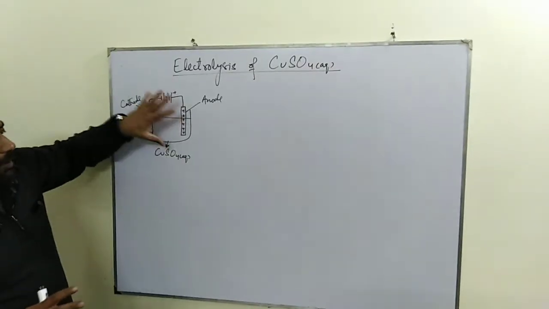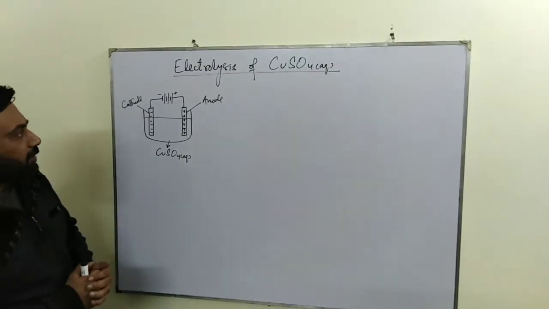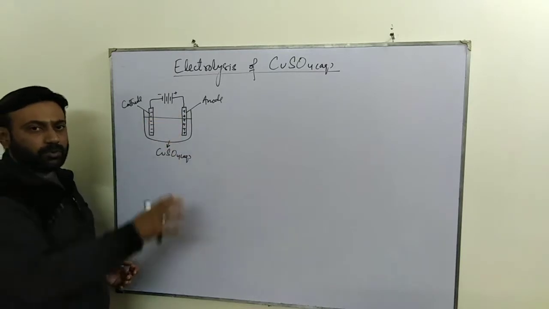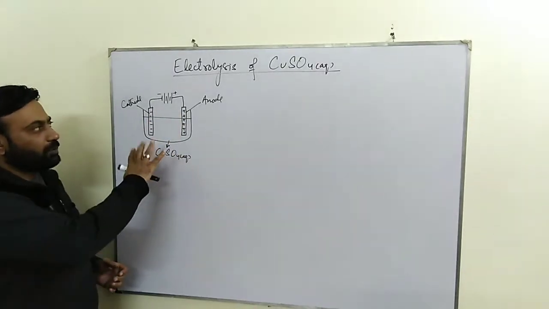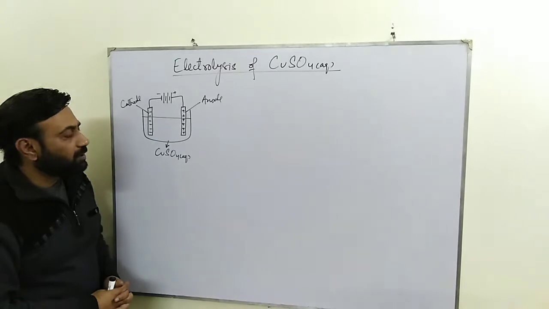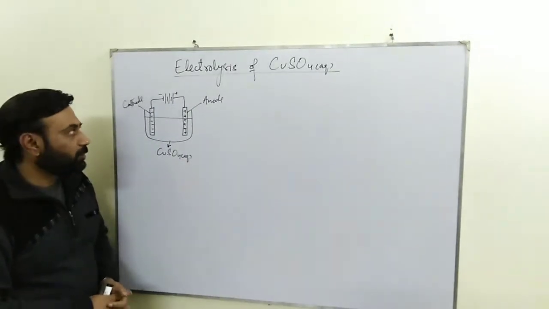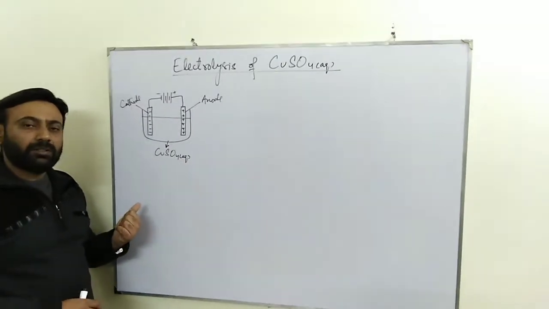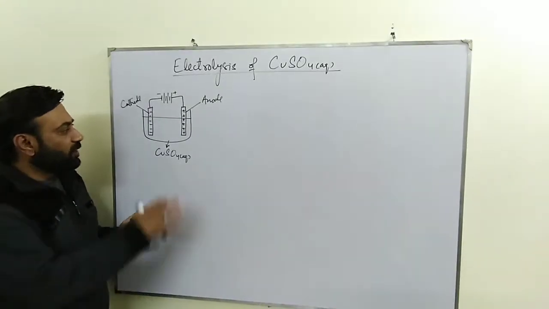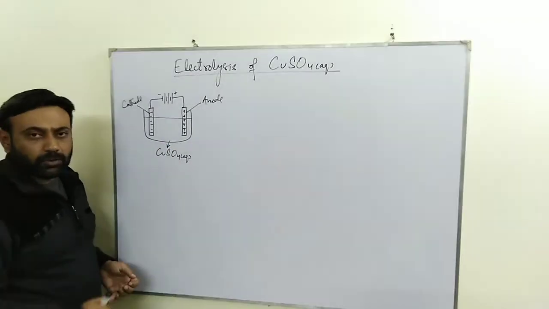Now we have all the equipment needed for a basic electrolytic cell. We have a battery here as a source of electric current. We have two electrodes. The one connected to the positive terminal of the battery is the anode, and the one connected to the negative terminal of the battery is the cathode. We have the electrolyte. The electrolyte is aqueous copper(II) sulfate.